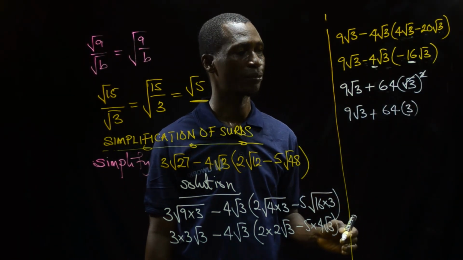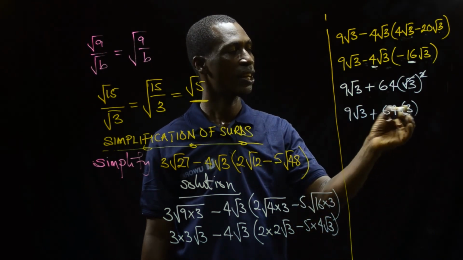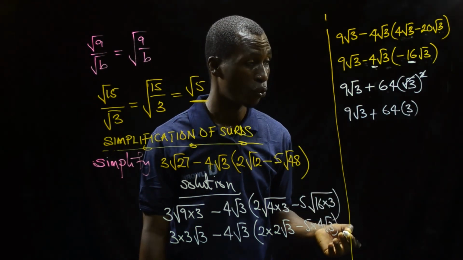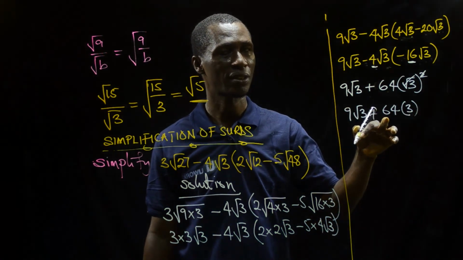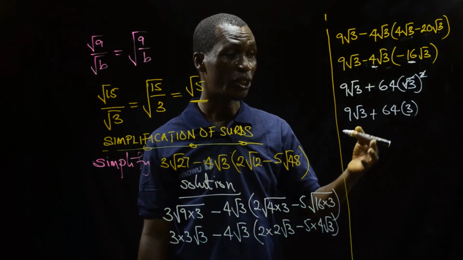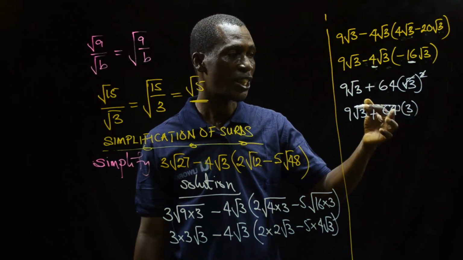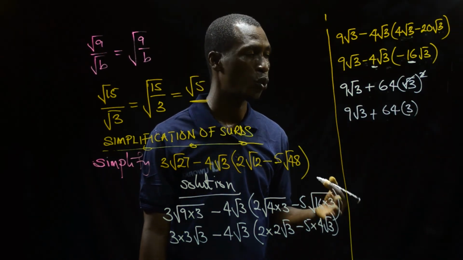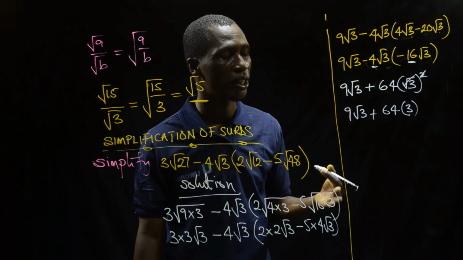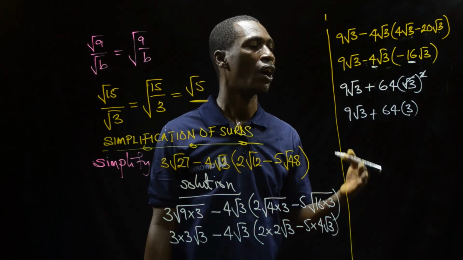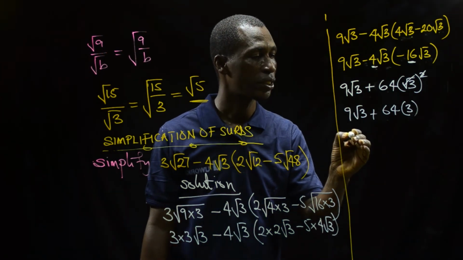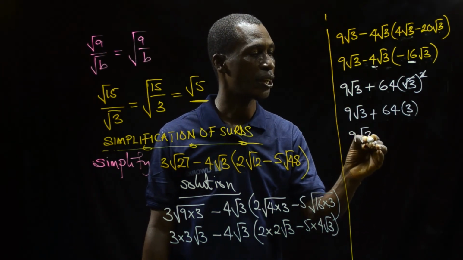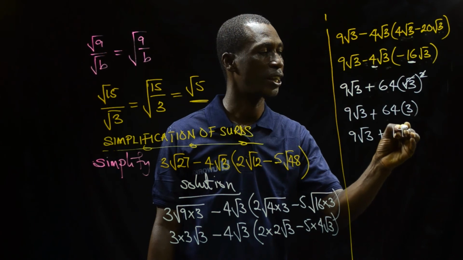It is multiplying. So what happened is that 3 times 64. If you know you are weak, this is how I always do it. You multiply 3 by 6, and you're going to get 18, which is 180. Then 3 times 4 will give you 12. So 180 plus 12 is going to give you what? 192. So I'm going to have 9 root 3 plus 192.